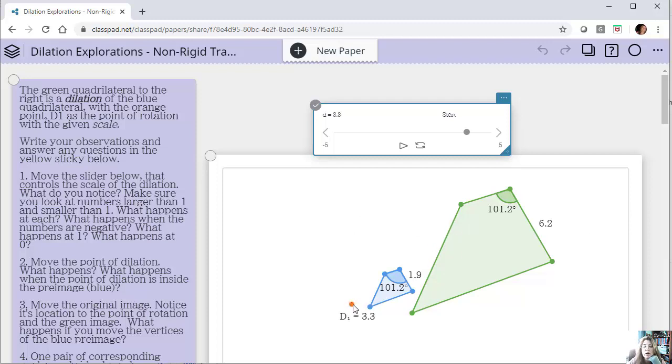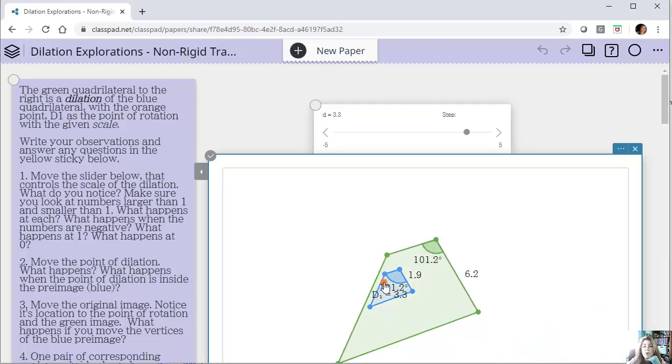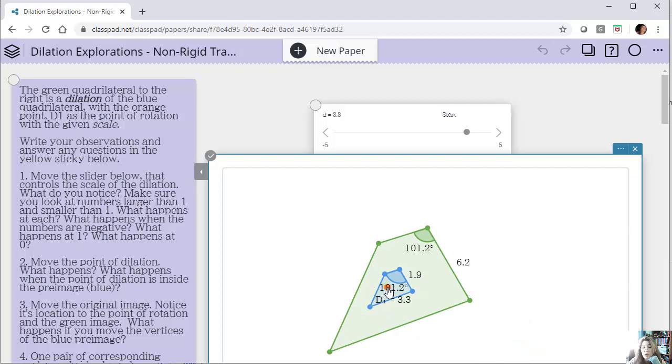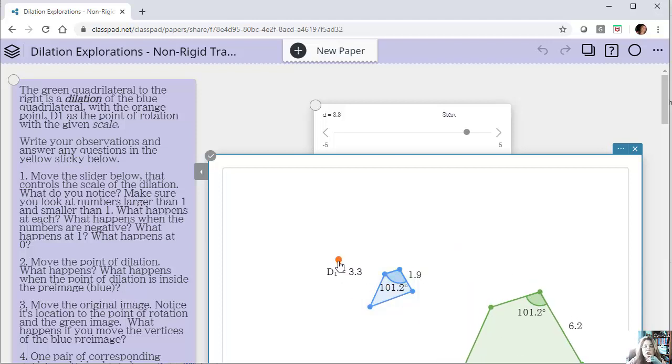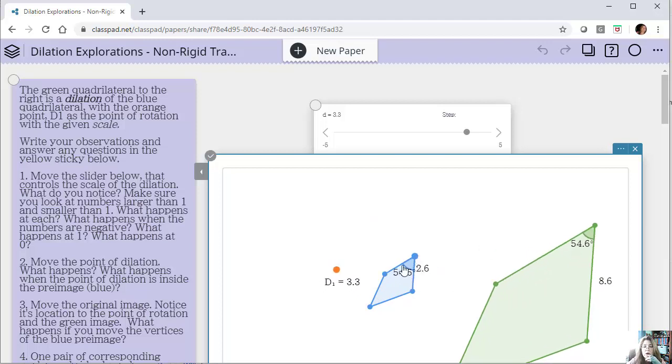They're also going to be able to move the point of dilation. What happens when the point of dilation is further away from the pre-image? What happens when the point of dilation is inside the pre-image? So then our dilated figure is around the original figure. So lots of things they're going to explore just by moving things. They can even move the angles. And what do they notice? Well, the shapes change exactly the same. One's bigger, one's smaller in this particular case. So lots of things they're going to be exploring just by moving sliders, the dilation, the points.